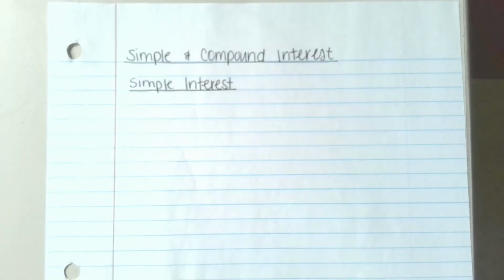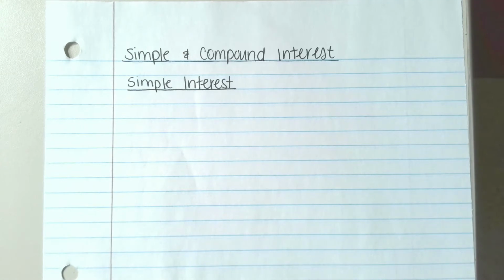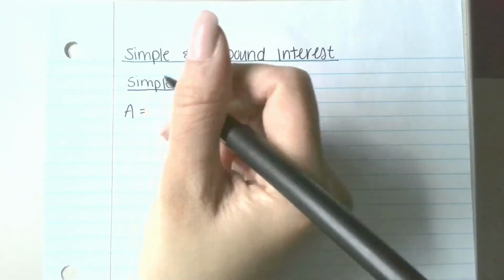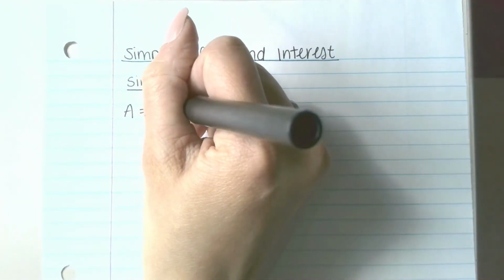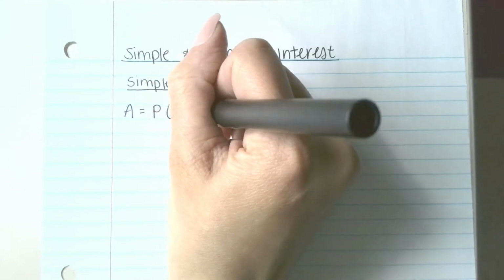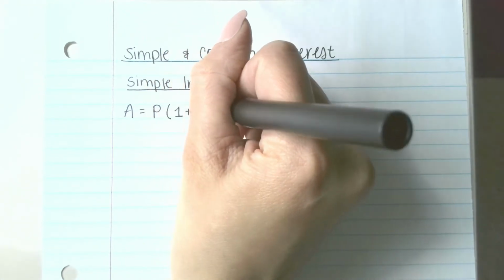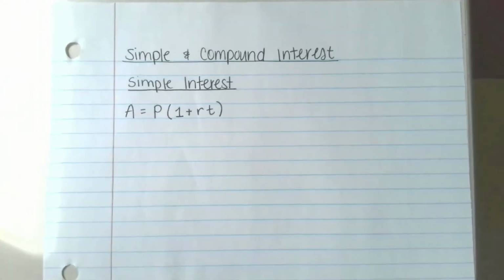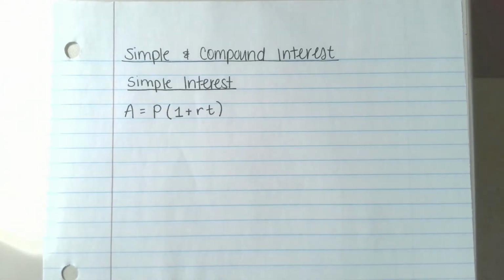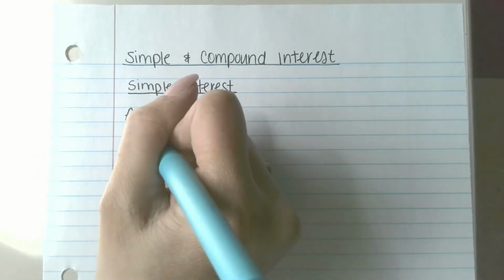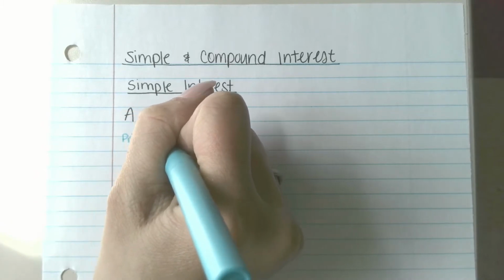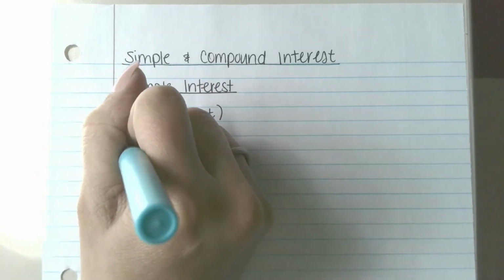Hey guys, today we're going to work on a little mini lesson for simple and compound interest. So we're going to start with the formula for simple interest. It's written as A equals P times the parentheses 1 plus RT. And so in this formula, P is going to represent what we call the principal, which is the starting amount.